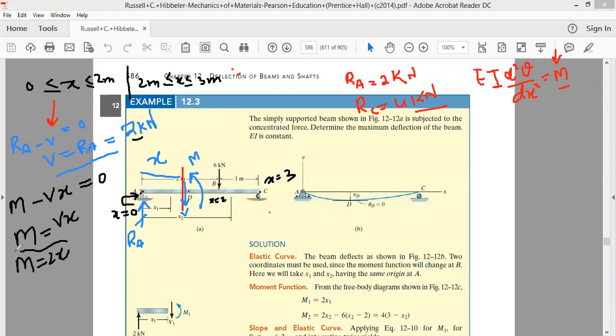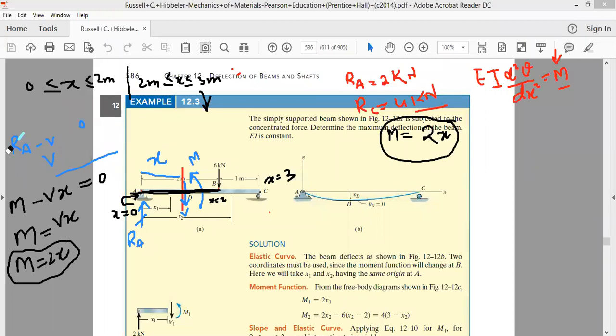Therefore, the bending moment equation in this section, from A to B, is M equal to 2x kilonewton meter. This is for this section. Now we'll obtain the bending moment equation for this next section. Again, we have to take a section.